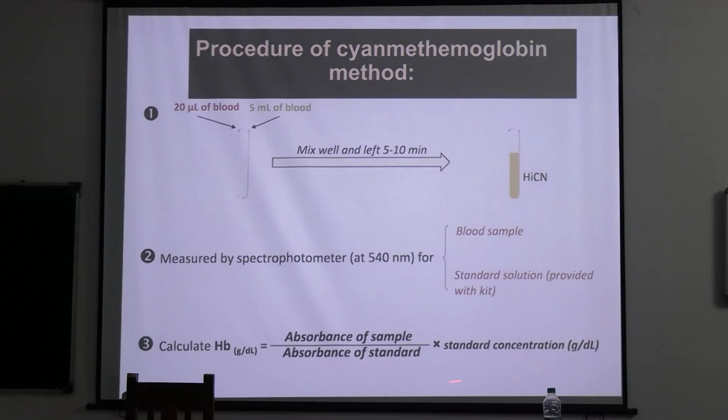This is the whole procedure, step by step. 20 microliter blood in 5 ml of the Drabkin solution. You mix it well, leave it for 5 to 10 minutes, and it is measured by spectrophotometer at 540 nanometer. Okay, this standard solution is provided with the kit, and here is how you calculate the result.